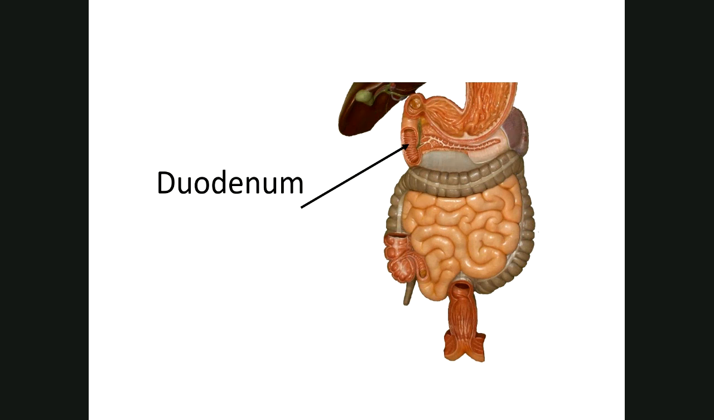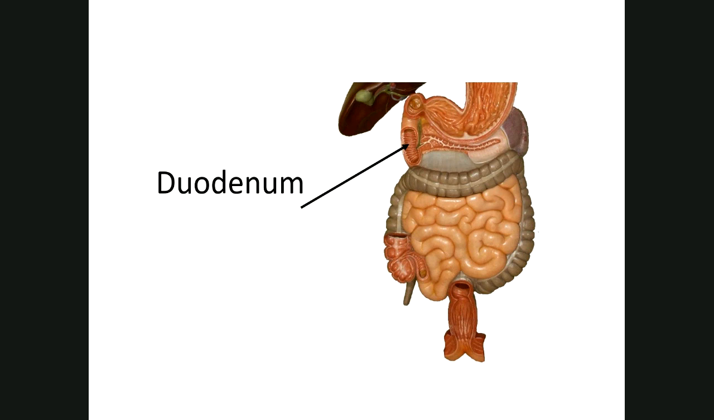So going through our digestive tract, starting with the mouth, going down to the esophagus, which we saw on Tuesday, then the stomach. Now we're going into the small intestines. The first portion of the small intestines is the duodenum. Some people pronounce it duodenum, okay? Some of our colleagues up in Canada.